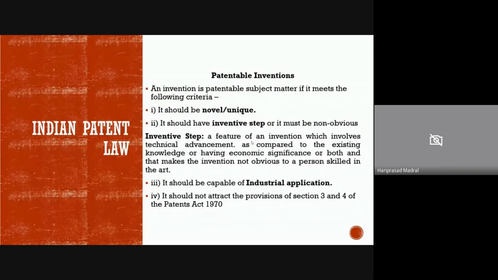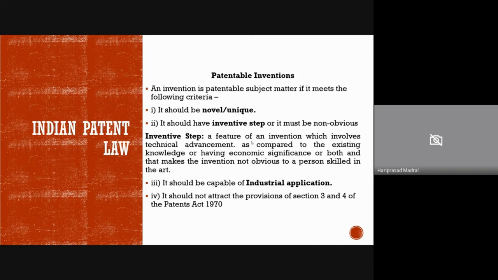Then it should also have industrial application. In all the countries we have seen so far, the US, European, and Indian patent law, two criteria are common: novelty and industrial application. Every idea generated by any citizen of that country should compulsorily have these two criteria. Then non-obviousness in US patent law and inventive step in European patent law will be examined by the examiner under different conditions in the prosecution process.